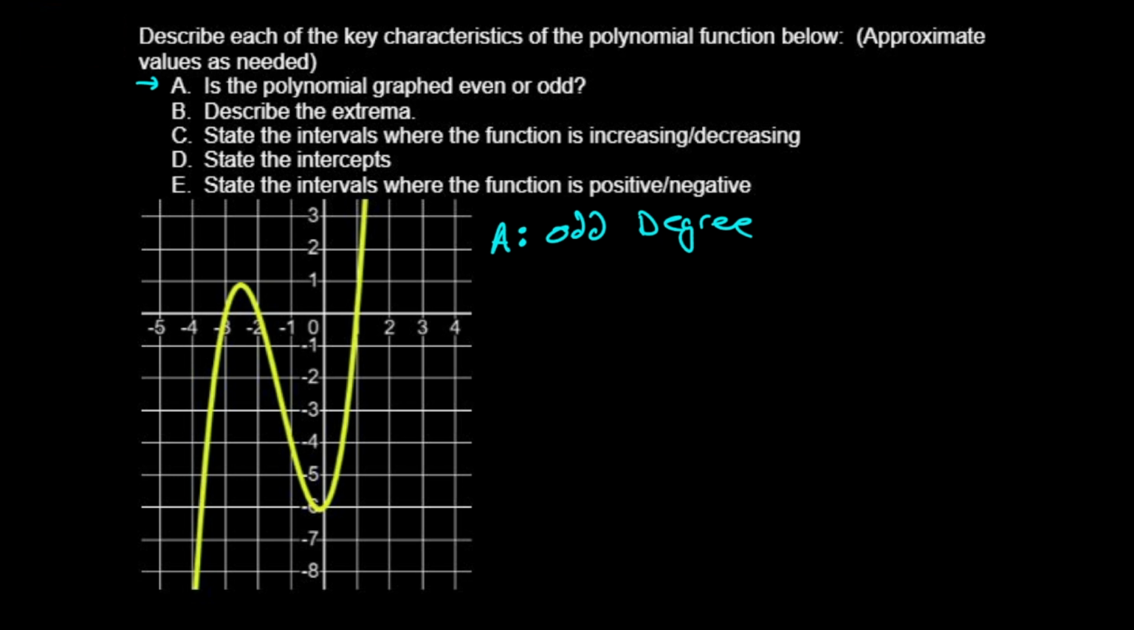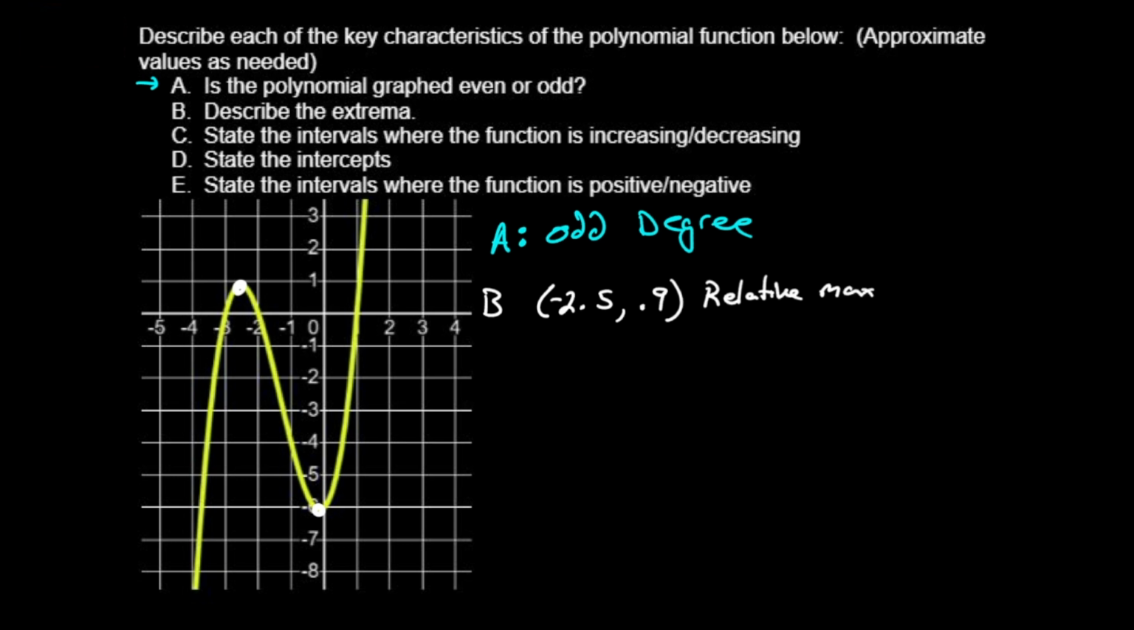The next is B, to describe extrema. So it looks like extrema-wise, we have two extrema, one right here and one right here, none of which are perfectly on grid points. The one on the left here is approximately the ordered pair negative 2.5, and it's just under positive 1. It might be hard to see on the graph, but it's just under positive 1, so I might put 0.9 or something. And this is a high point, but it's not the highest point on the graph, so it's a relative max.